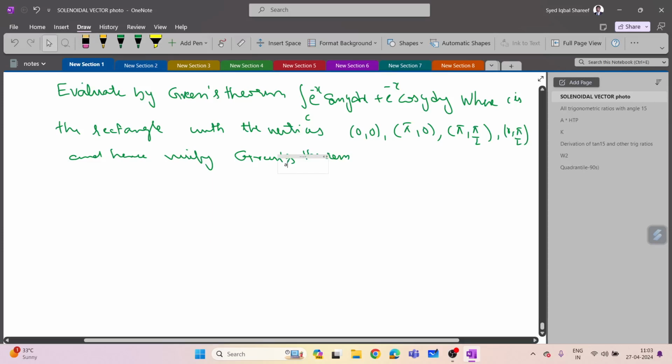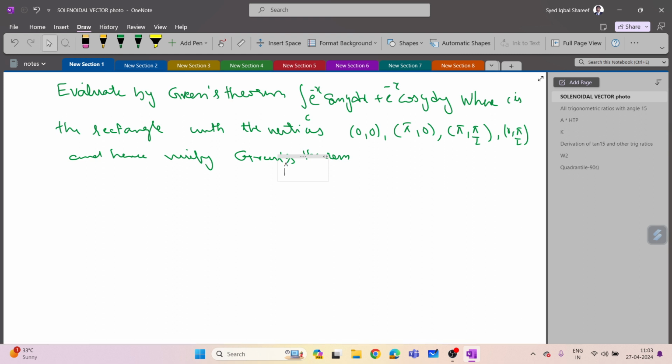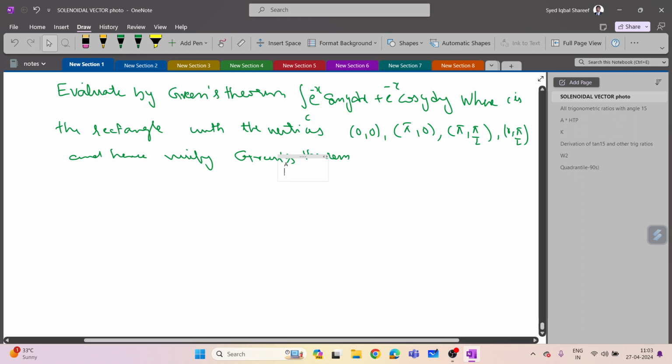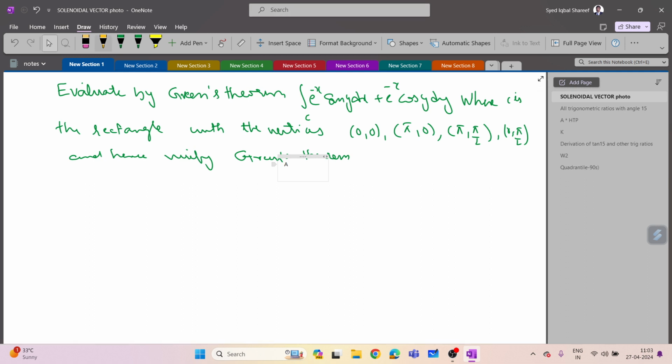Hi everyone. Today we'll discuss Green's theorem. One video I have made about Green's theorem, another video is for the curve. Now for the rectangle, I'll go for the rectangle. Okay, about Green's theorem.